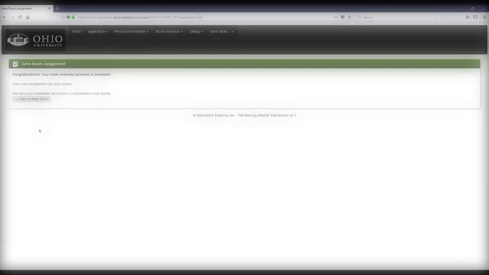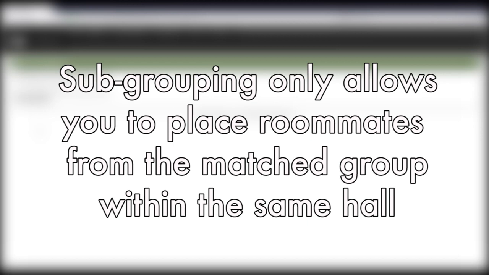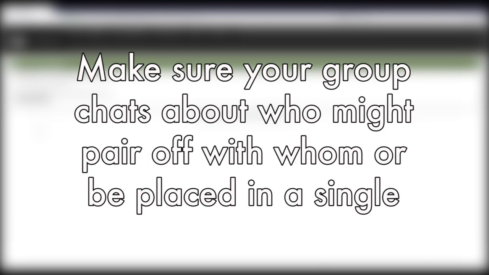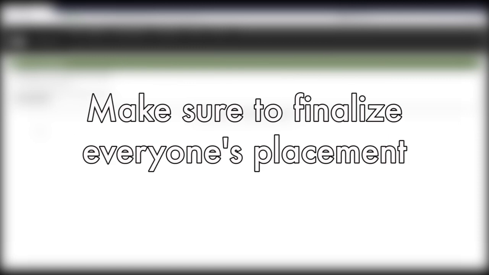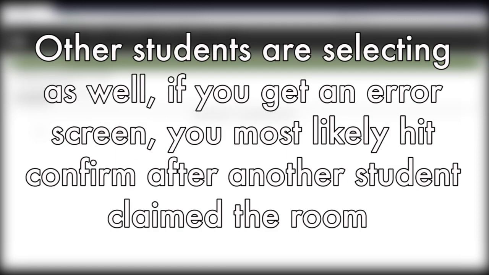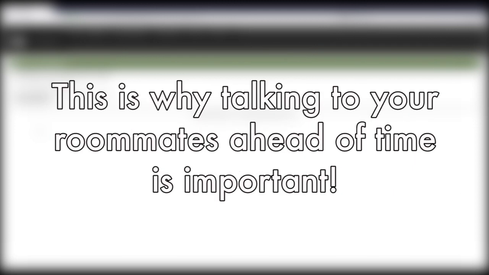Here are some tips for you. Subgrouping only allows you to place roommates from the matched group within the same hall, so make sure your group chats about who might pair off with whom or be placed in a single. If you do not place everyone in the group, then no one in the group will be placed, so make sure to finalize everyone's placement. Other students are selecting as well, so if you get an error screen, you most likely hit confirm after another student claimed the room. This is why talking to roommates ahead of time is important.